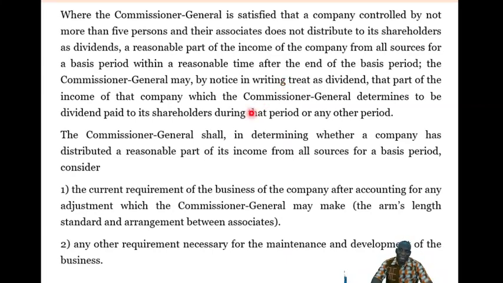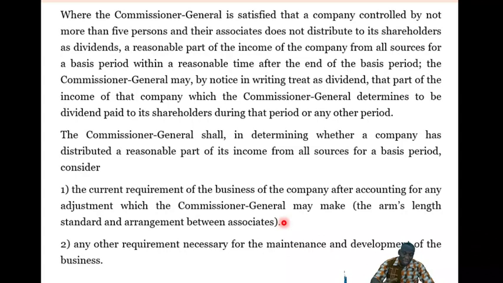However, please add this: the Commissioner General shall, in determining whether a company has distributed a reasonable part of its income from all sources for a basis period, consider, what they are saying is that where the Commissioner General wants to declare some reasonable part of their income as dividend, in his decision whether to declare or not, he should consider the current requirement of the business of the company after accounting for any adjustment which the Commissioner General may make. That is the arm's length standard and arrangement between associates.